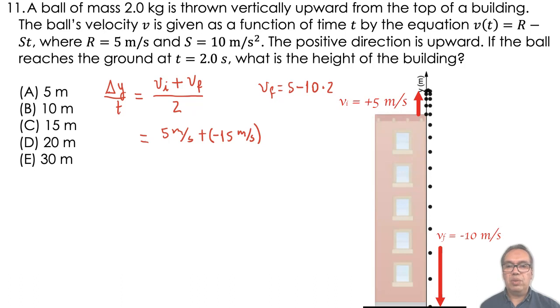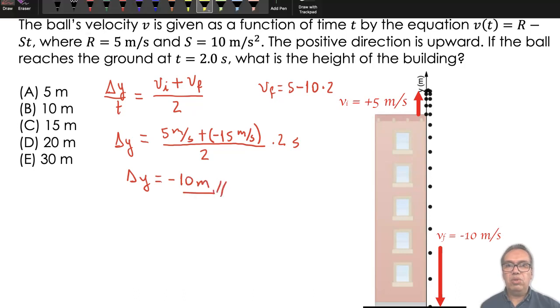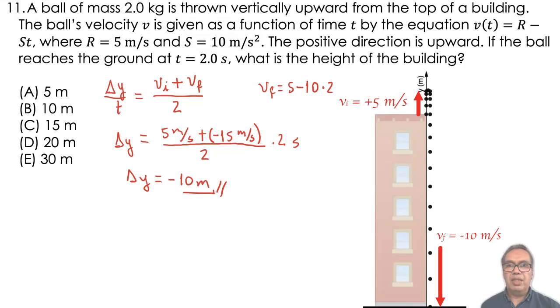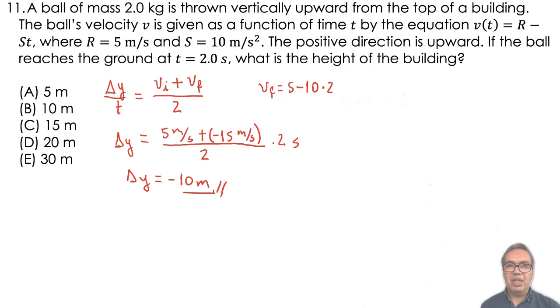Now, given that situation, your displacement is equal to 5 meters per second plus negative 15 meters per second divided by 2 times the time of 2 seconds. And this is, of course, negative 10 meters. This is the algebraic, non-calculus way to solve it. And given that they are asking about the height, the sign or direction is irrelevant. They only want the magnitude. So your answer is B, 10 meters.